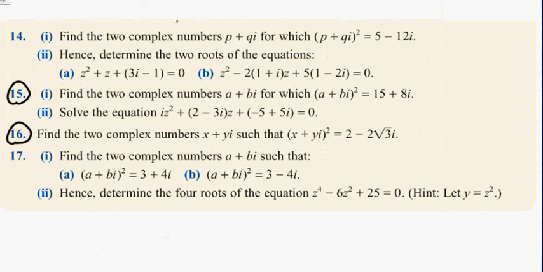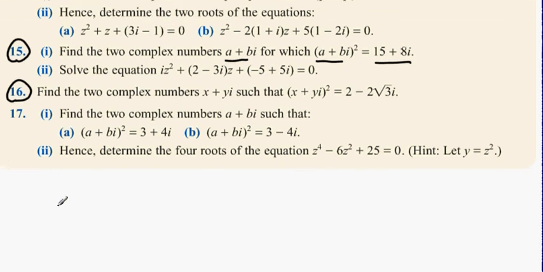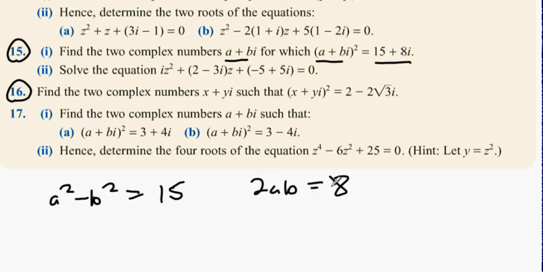So basically guys, all these questions seem to follow the same pattern. So what we'll try here is number 15. Find two complex numbers a plus bi such that a plus bi squared equals 15 plus 8i. Same deal as last time. We're going to have a squared minus b squared equals 15, and we're going to have 2ab equals 8. As per the last couple of questions, we're going to find out that b equals 4 over a.